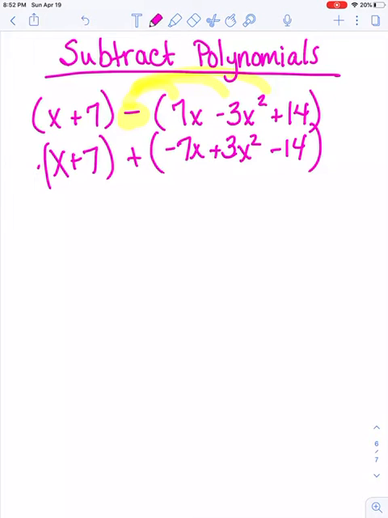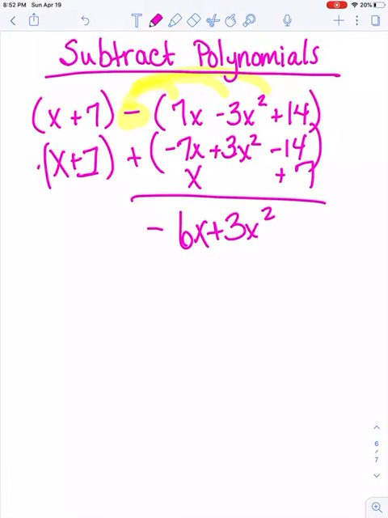So now we're back to the same problem that we just had, or a similar type problem that we just had before. So I'm just going to vertically align this x underneath of my negative 7x, my 7 underneath of the 14, and I'm going to add them together. So if I have negative 7x and I add 1x, I have negative 6x's now, plus my 3x squared, and a negative 14 and a positive 7 make negative 7.